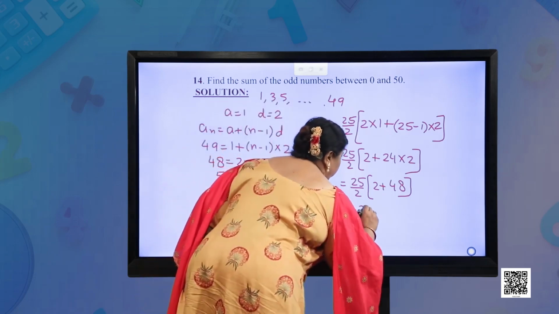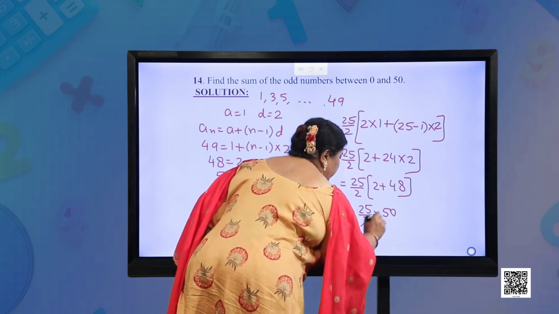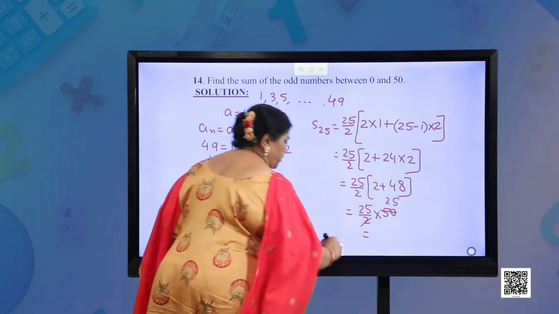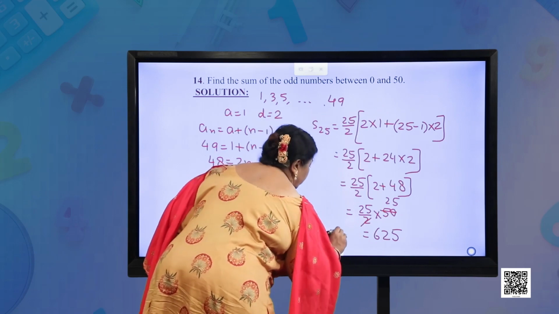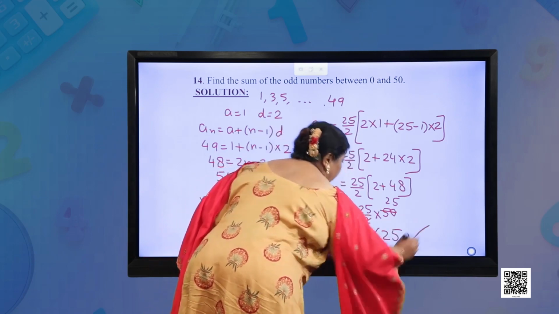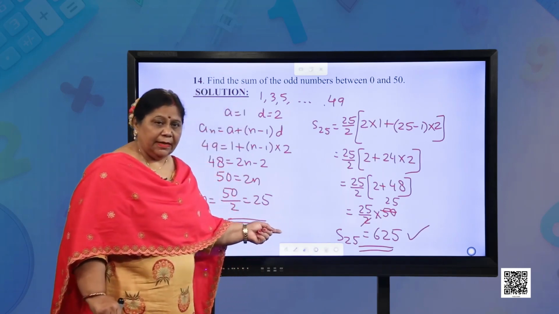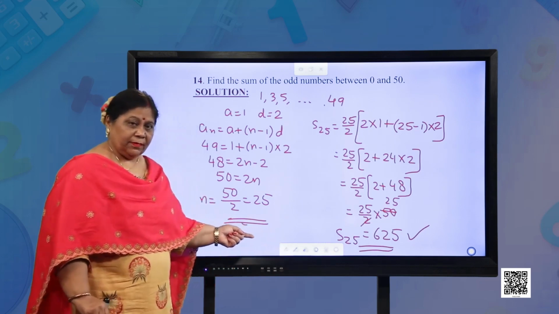It is 25 upon 2 into 50. This, if I cancel, I get 25. What is 25 into 25? Yes, you are right, it is 625. So, the sum of all odd numbers between 0 and 50 is 625. Is it clear? Shall we go to the next question now?